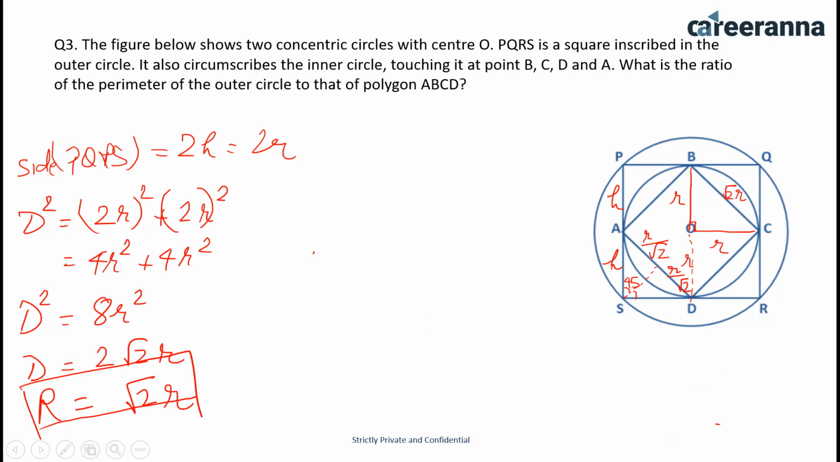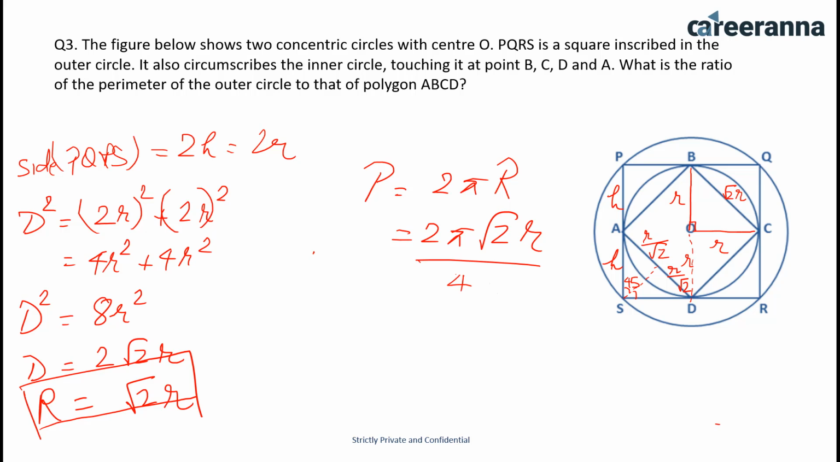Now the question is asking what is the ratio of the perimeter of the outer circle. So perimeter is nothing but 2 pi capital R, which is 2 pi into root 2 times r, to that of polygon ABCD. So ABCD is nothing but a square only. So perimeter of square is 4a. This will become 2 pi into root 2 of r upon 4 into a.